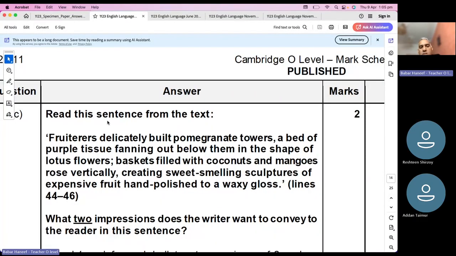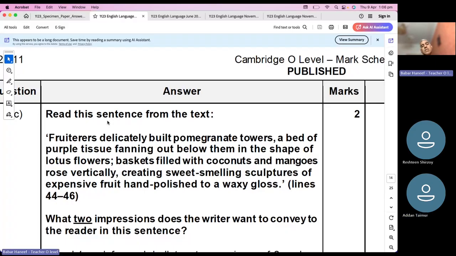Noor, would you like to read this one, please? And I would want you to solve it on your own. Over to you. Builders delicately build pomegranate towers, a bed of purple tissue fanning out below them in the shape of lotus flowers. Baskets filled with coconuts and mangoes rose vertically, creating sweet smelling sculptures of expensive fruit, hand polished to a waxy gloss.